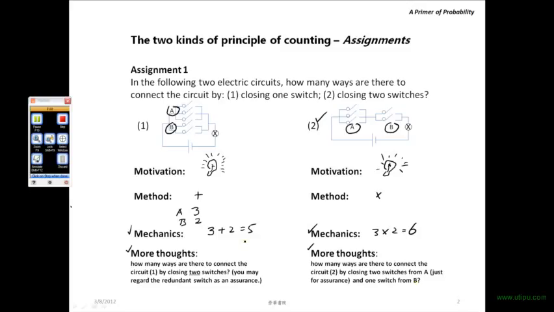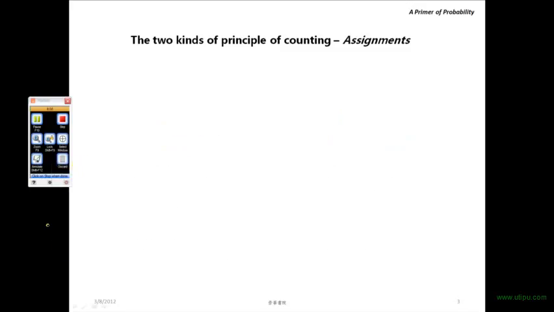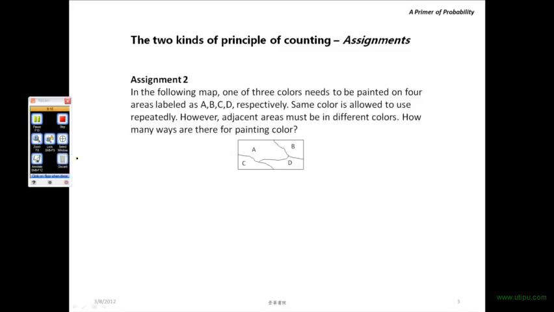Now, let's look at assignment 2. In the following map, one of 3 colors need to be painted on 4 areas labeled as A, B, C, and D, respectively. Same color is allowed to use repeatedly. However, adjacent areas must be in different colors. How many ways are there for painting color? What's our motivation?